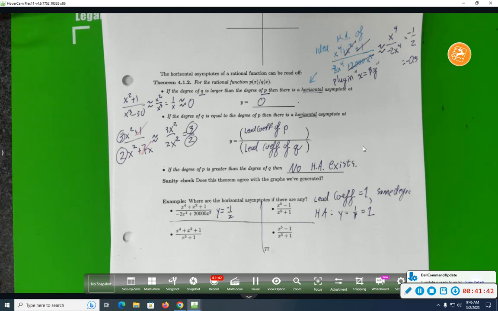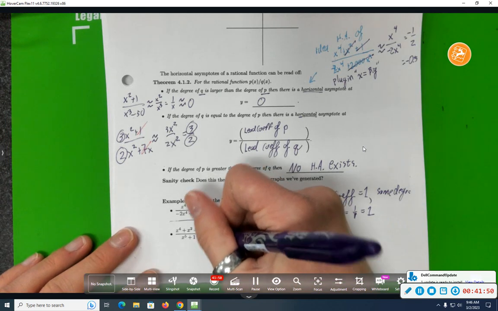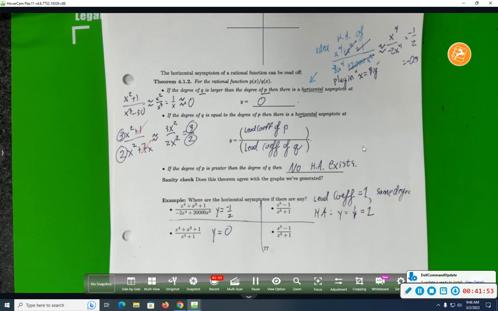Yeah, excellent. The numerator is degree 4, the denominator is degree 5, the denominator will win. Last one, x to the fifth minus 1 over x cubed plus 1. Where is its horizontal asymptote? There is no horizontal asymptote.